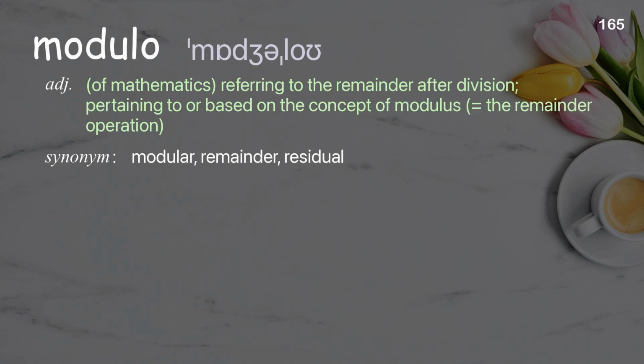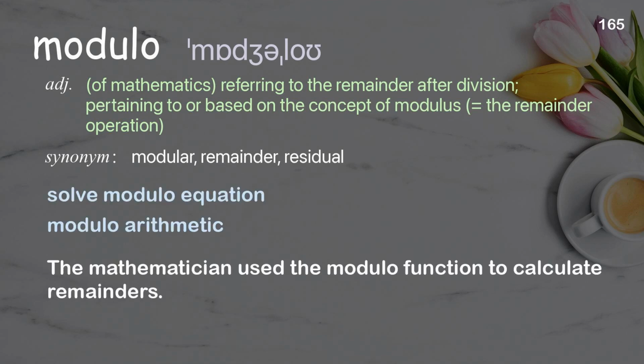Modulo: of mathematics, referring to the remainder after division, pertaining to or based on the concept of modulus, equals the remainder operation. Examples: solve modulo equation, modulo arithmetic. The mathematician used the modulo function to calculate remainders.